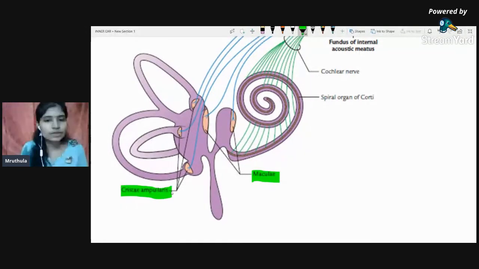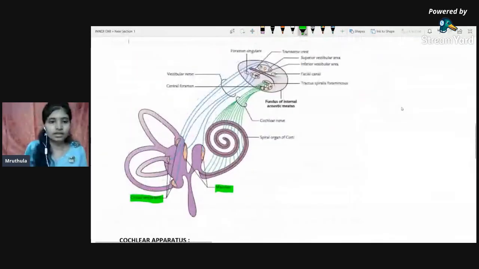These are cells which are responsible for another function of the ear. Can you guys remember what is the other function of the ear apart from hearing? It has another important function, and I'm sure you all know it. What is the other function apart from hearing?